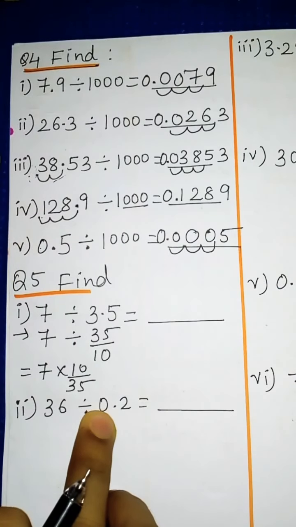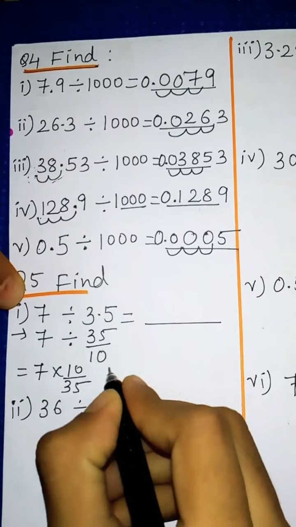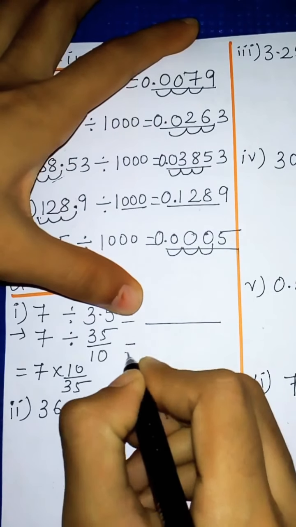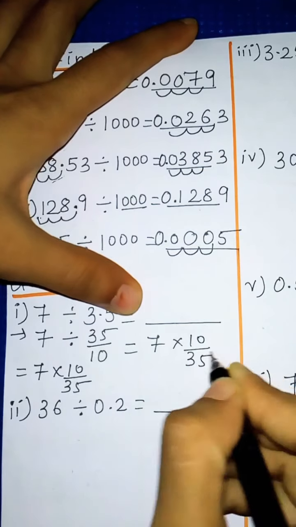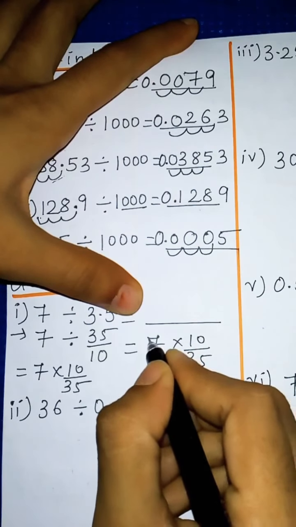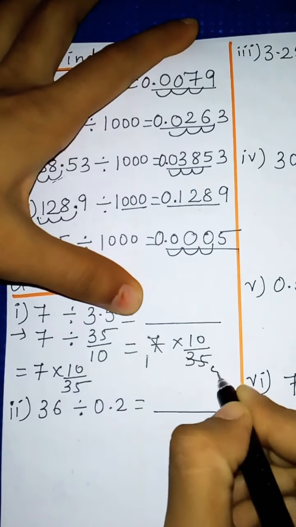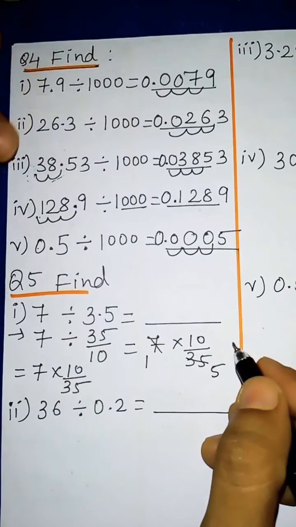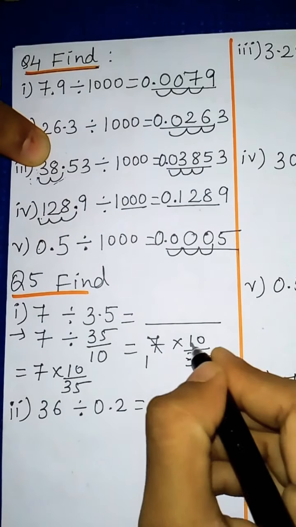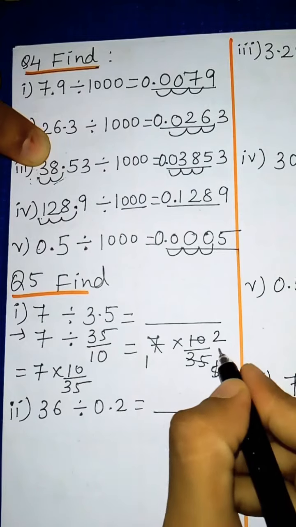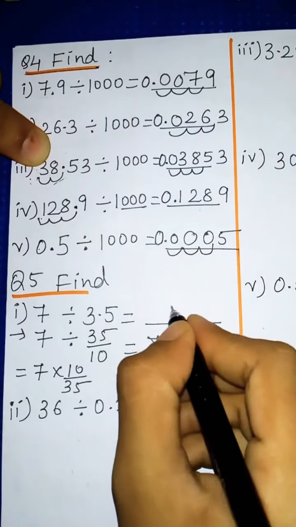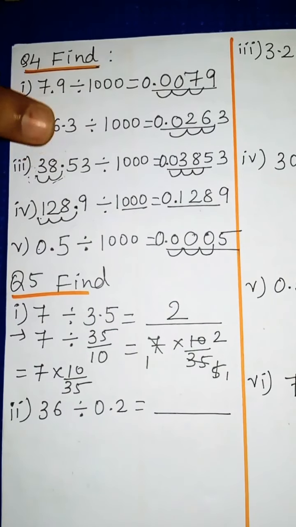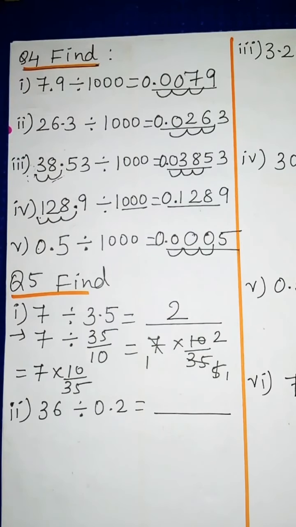So we will get this. Now we will do cancellations. So I am writing here again 7 into 10 upon 35. Now cancellation is possible. 7 1s are and 7 5s are. Again we can cancel it. 5 1s are and 5 2s are. So 2 into 1 all are cancelled, only 2 is left. So our answer is 2. So this way we will do. We have to change the sign and we have to take the reciprocal.